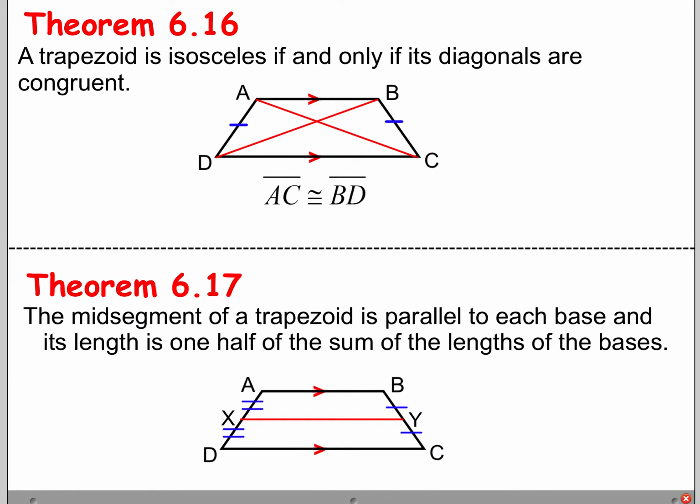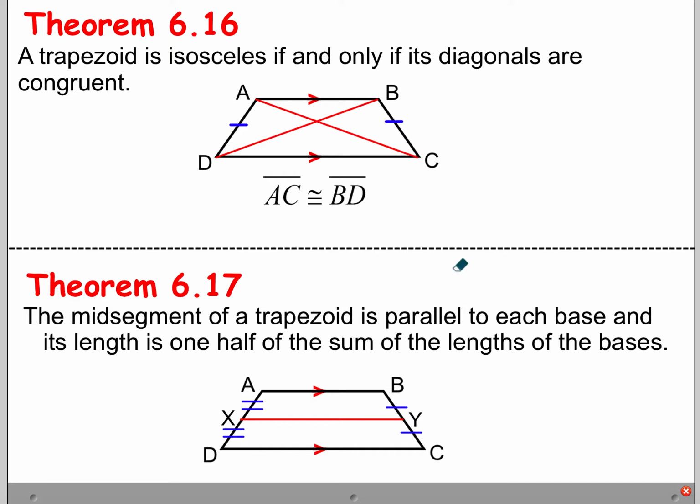All right. Now here's the first kind of new thing in this section that will take a little bit of explaining. The mid-segment of a trapezoid is parallel to each base, and its length is 1/2 the sum of the lengths of the bases.